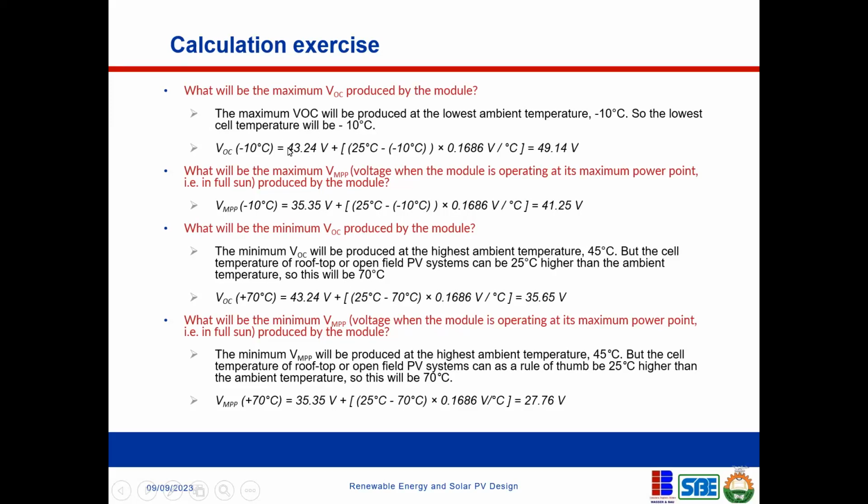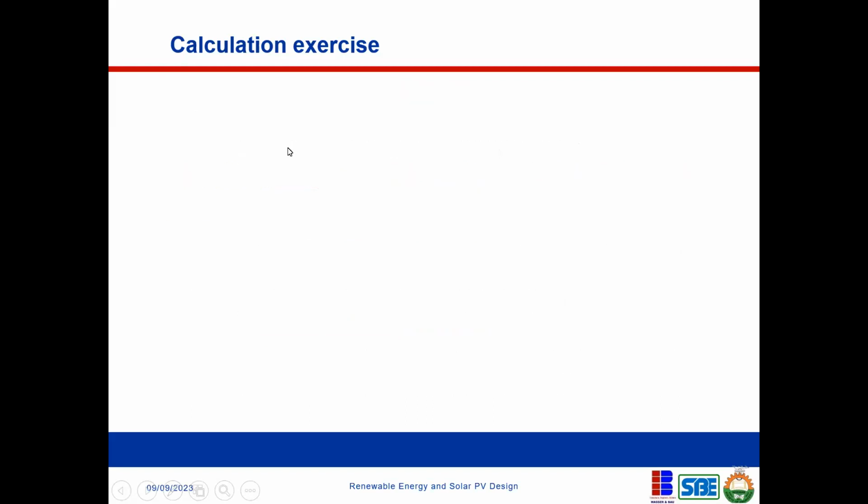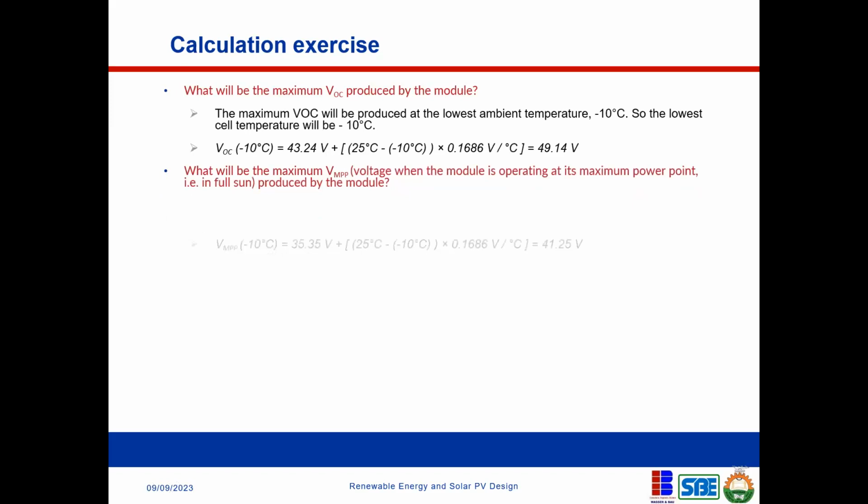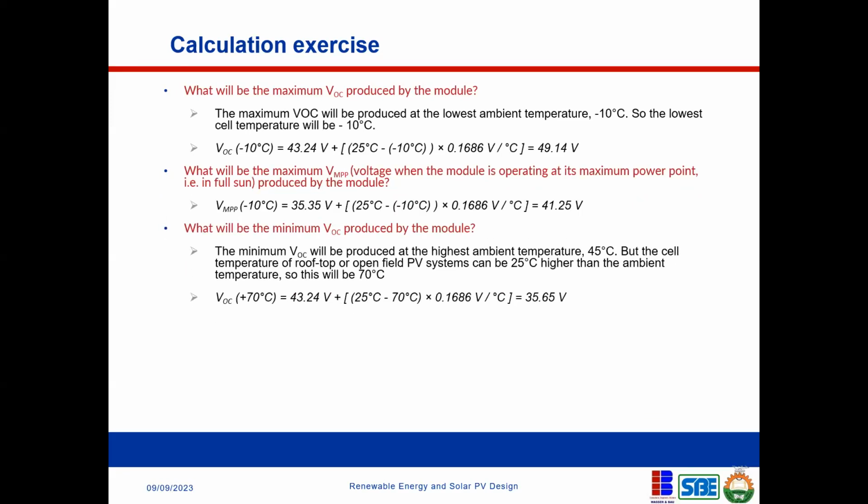You remember that, let me go back to this. Remember that our open circuit voltage at standard temperature is 43.24. Now, this is the catch. Standard temperature is 25 degrees centigrade, but this question is asking us at minus 10 degrees centigrade. So if you change the temperature from 25 degrees centigrade to minus 10 degrees centigrade, what will now be the open circuit voltage?